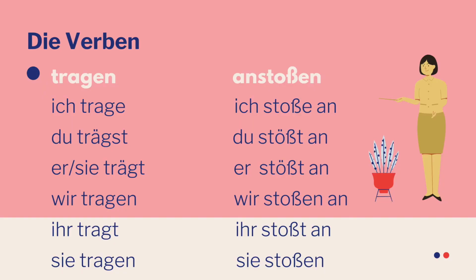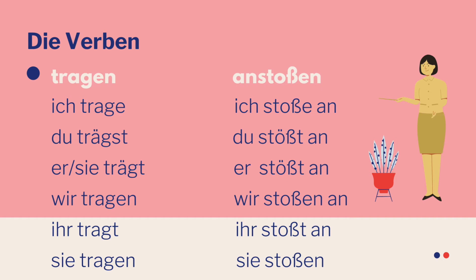So on the next slide, we can see the Verben. So here we can see two verbs, tragen and anstoßen. Tragen means to put on clothes. Anstoßen means to cheer. So ich trage, du trägst, you put on. Er trägt, he puts on. Wir tragen, we put on. Ihr tragt, you put on. Sie tragen, they put on.